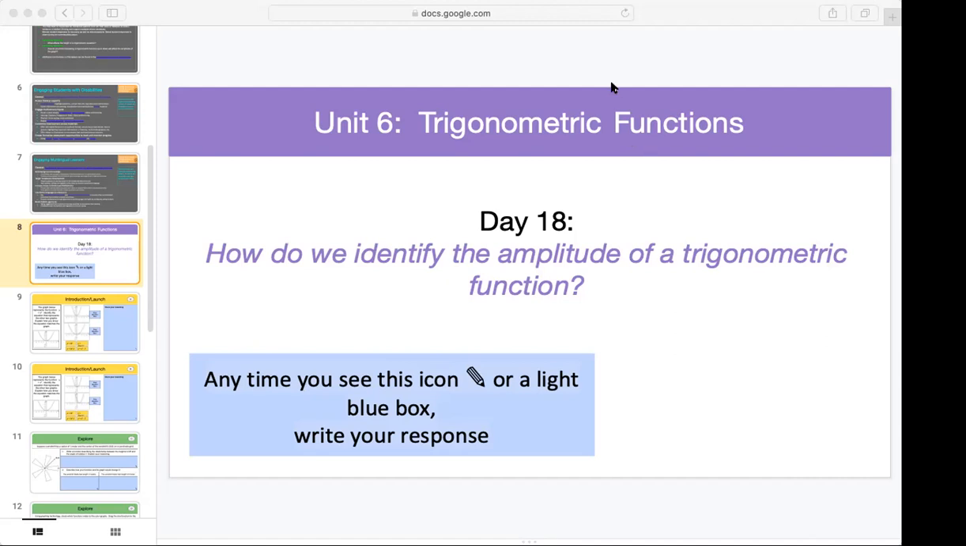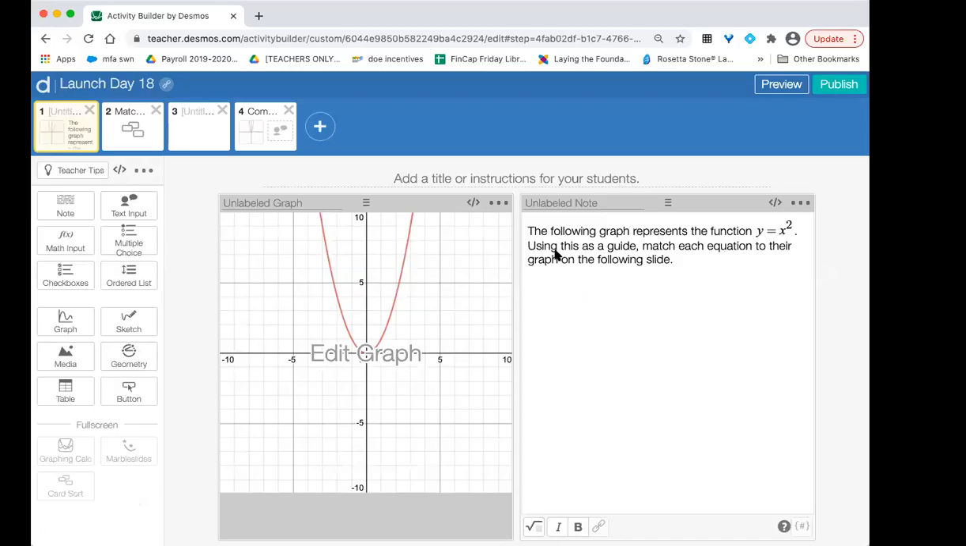I think the best way that we can do this virtually is using Desmos with a card sort and then adding a text layer to explain their thinking. I'm going to show you what that might look like. Here you'll notice that I set the stage by putting the graph of y equals x squared in there by clicking the graph button, and then adding a note saying: the following graph represents the function y equals x squared. Using this as a guide, match each equation to its graph on the following slide.